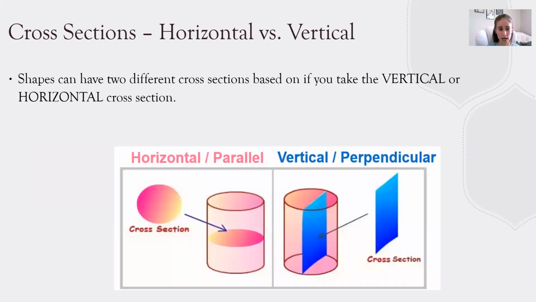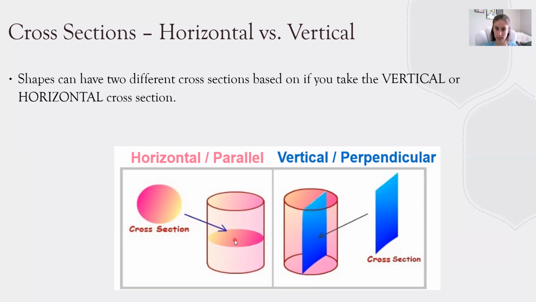Now, there's two different ways that you can take a cross-section of something. You can do it horizontal, which is what those past two were, or vertical. Remember, horizontal is with your horizon. That goes left to right. It's also sometimes referred to as parallel. The reason is if you take a cross-section horizontally, it is parallel to your base. When we do that with a cylinder, the shape created is a circle.